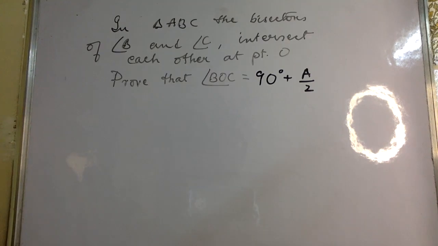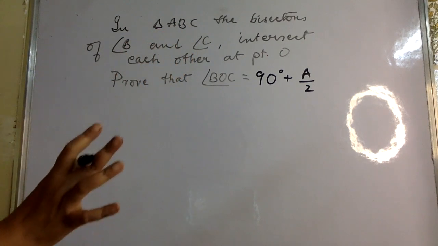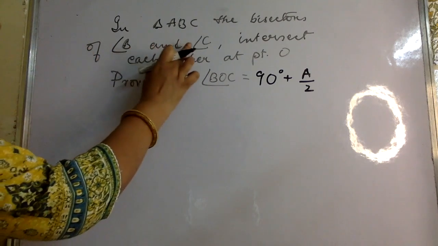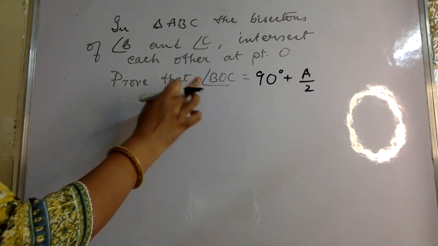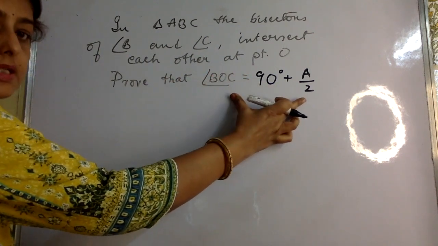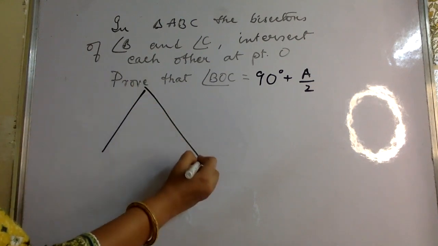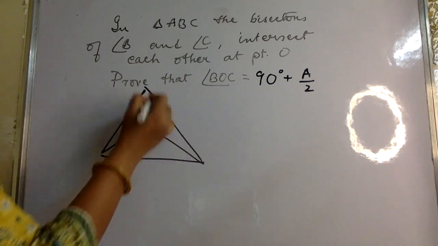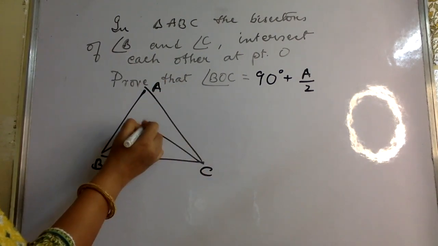Okay, so this is our next question. In triangle ABC, so again we have a triangle ABC in which we have the bisectors of angle B and C intersect at the point O. Okay, prove that BOC, you have to prove this expression. What do we do? Now here is the triangle. Okay, this is the triangle. Here is the point O. So this is A, here is B, here is C and this is O.